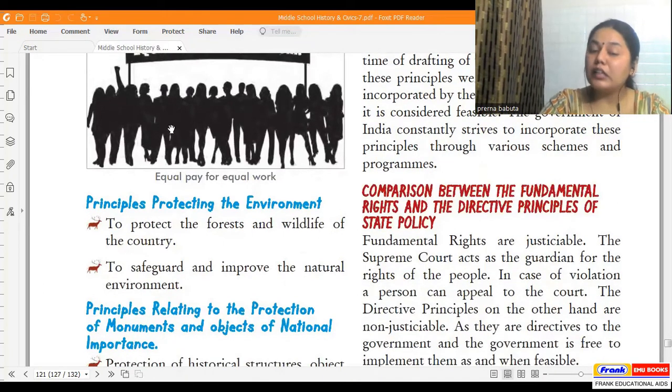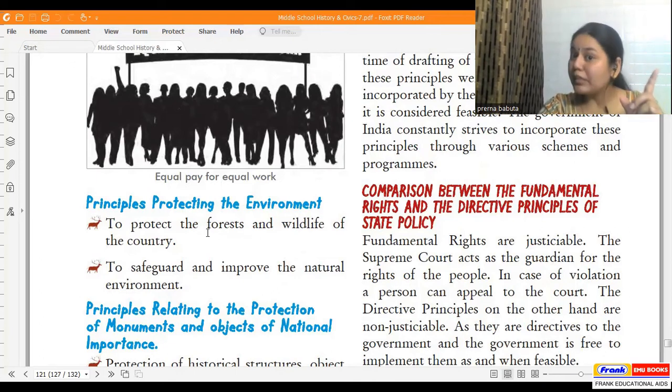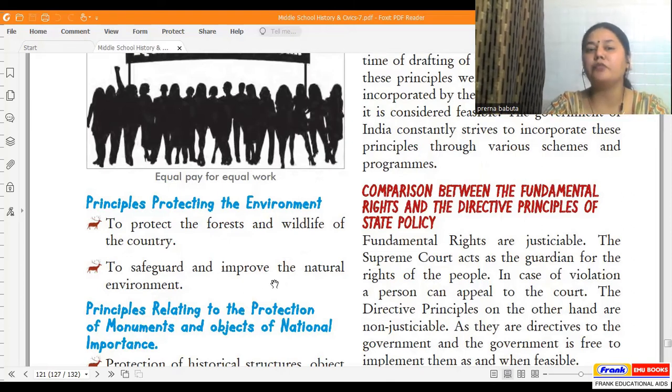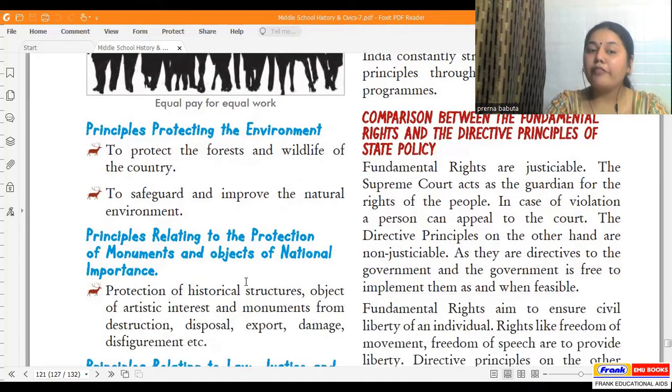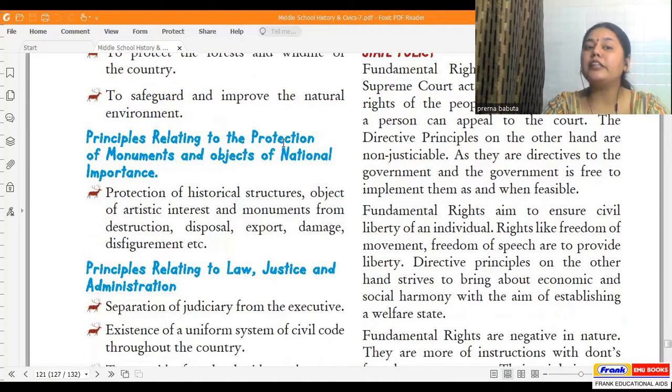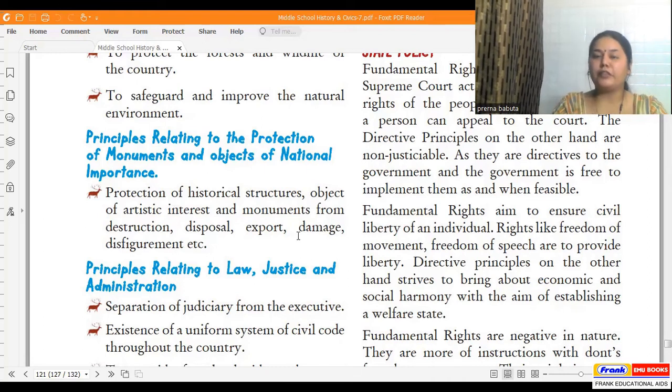Then the third heading is principles protecting the environment: to protect the forest and the wildlife of the country, natural resources. Remember, we studied this in fundamental duties as well, and to safeguard and improve the natural environment. Then the fourth is principles related to the protection of monuments and objects of national importance, related to fundamental duty. Protection of historical structures, objects of artistic interest, and monuments from destruction, disposal, export, damage, disfigurement, etc.